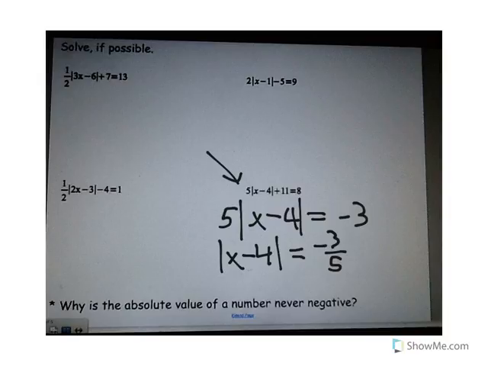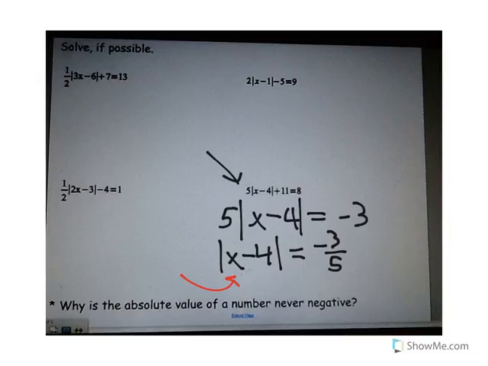Now, really important to understand here, this is not possible, because this part here has to be positive. So this is one of those tricky ones that's not solvable. If ever you end up with an absolute value expression that's just by itself on one side and it's equal to an expression on the other side that is negative, it is not a solvable equation. And so this would just be not solvable.